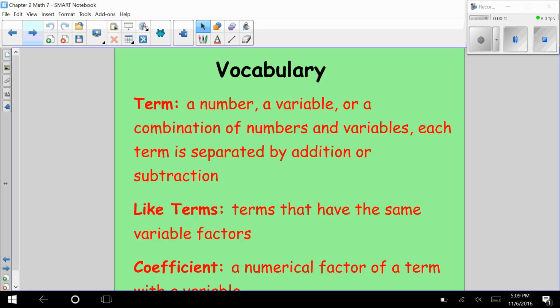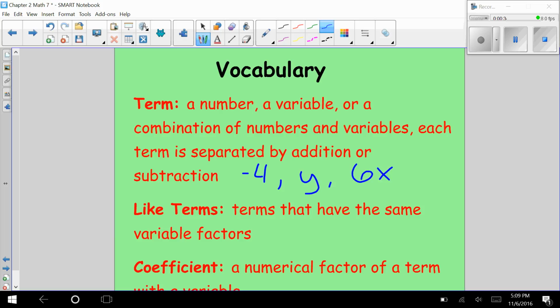A term is a number, a variable, or a combination of numbers and variables. Each term is separated by addition or subtraction. That's how you'll know when one term ends and the next begins. So some examples of terms. It could be a number like -4. It could be a variable like y, or it could be a combination of numbers and variables like 6x.